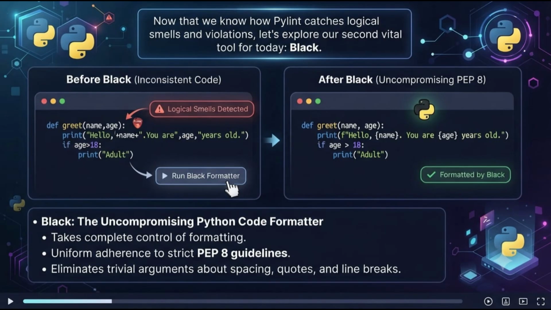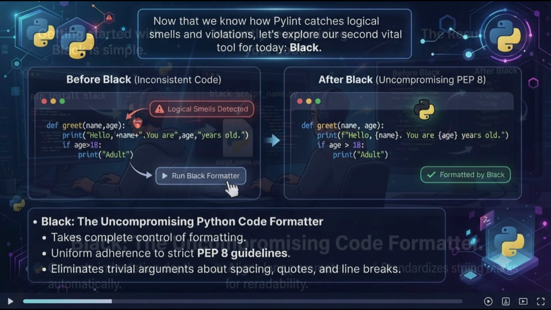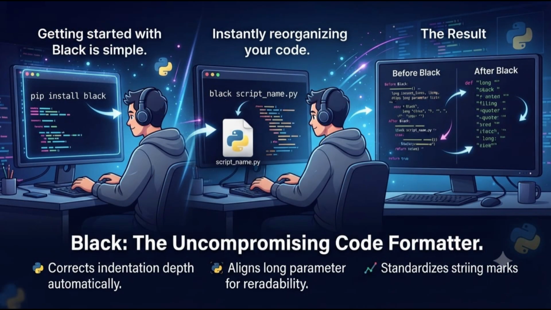Now that we know how Pylint catches logical smells and violations, let's explore our second vital tool for today, Black. Black is famously known as the uncompromising Python code formatter. Unlike other formatters that offer extensive configuration options, Black takes complete control. It formats your code uniformly according to strict PEP8 guidelines, eliminating trivial arguments about spacing, quotes, and line breaks within development teams entirely.